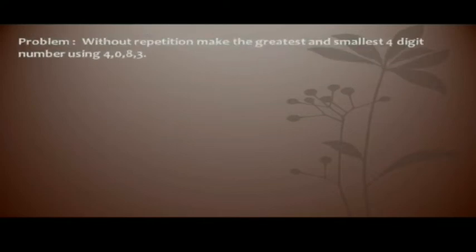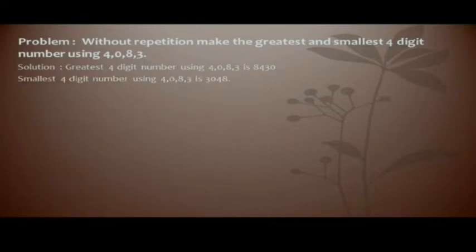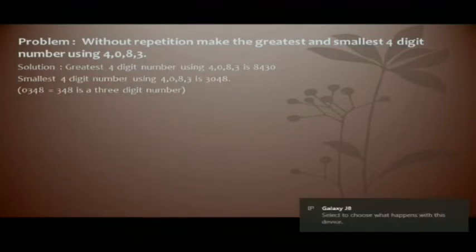Now the problem is, without repetition, make the greatest and the smallest 4-digit number using 4083. Think for a while and then see the solution. The solution says that the greatest 4-digit number using 4083 is 8430, and the smallest 4-digit number using 4083 is 3048.